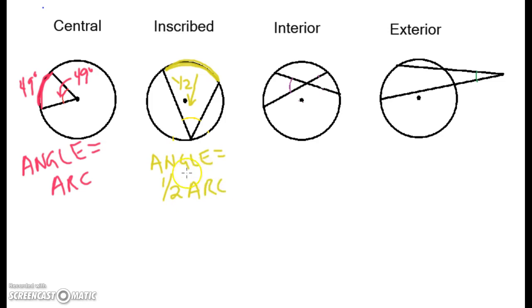And that goes the other way too. If you know the angle and you want to go out, instead of dividing by 2, you would multiply by 2. So for instance, if I told you that this angle right here was 40 degrees, and I wanted to know this arc out here, you would multiply by 2 and get 80 degrees. All right, the interior and the exterior angles are a little bit more complicated.